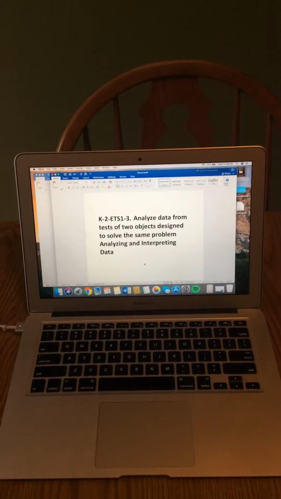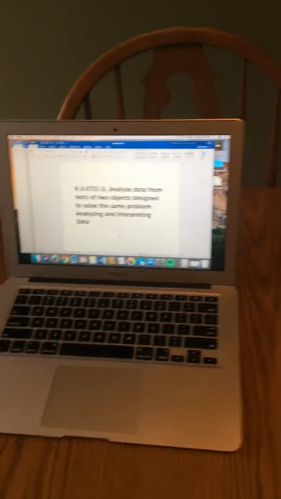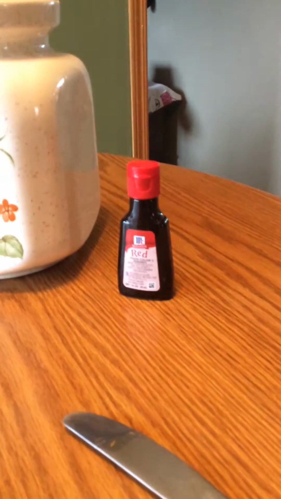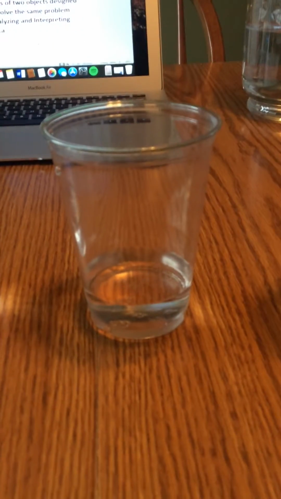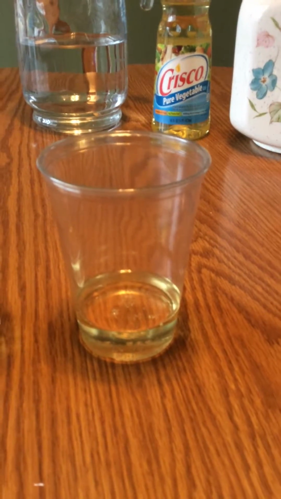Alright, so today, class, we are going to be looking at how different substances dissolve in water and in vegetable oil. For this experiment, we have some room temperature water, some vegetable oil, everyday sugar, and red food dye. We're going to put about a teaspoon of sugar into some water in these cups, and a teaspoon of sugar into this vegetable oil. And also a couple of drops of red food dye in this water, and a couple of drops of red food dye in this vegetable oil.